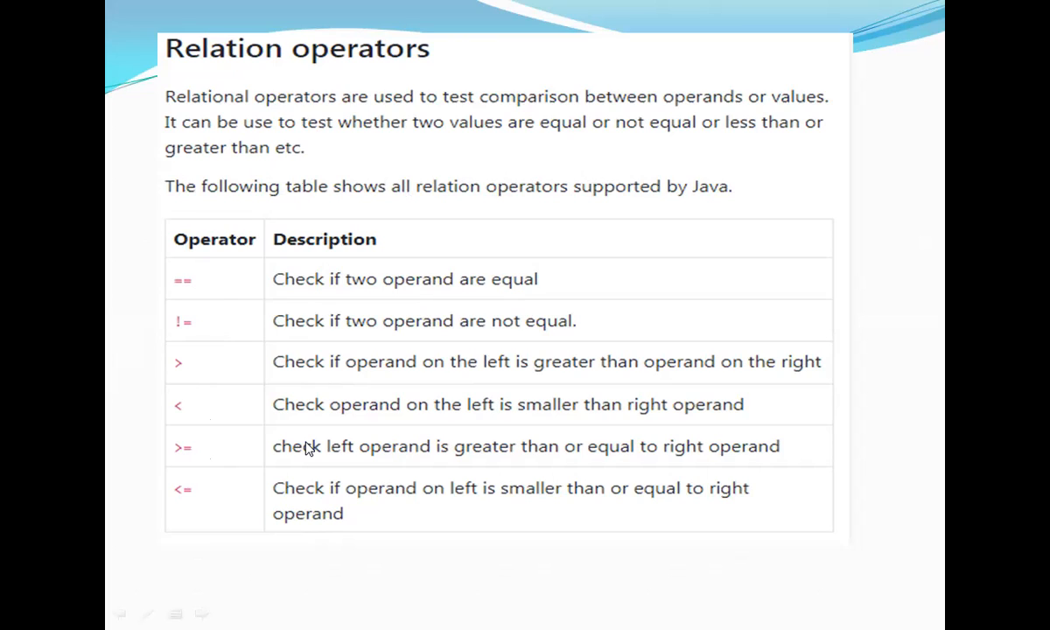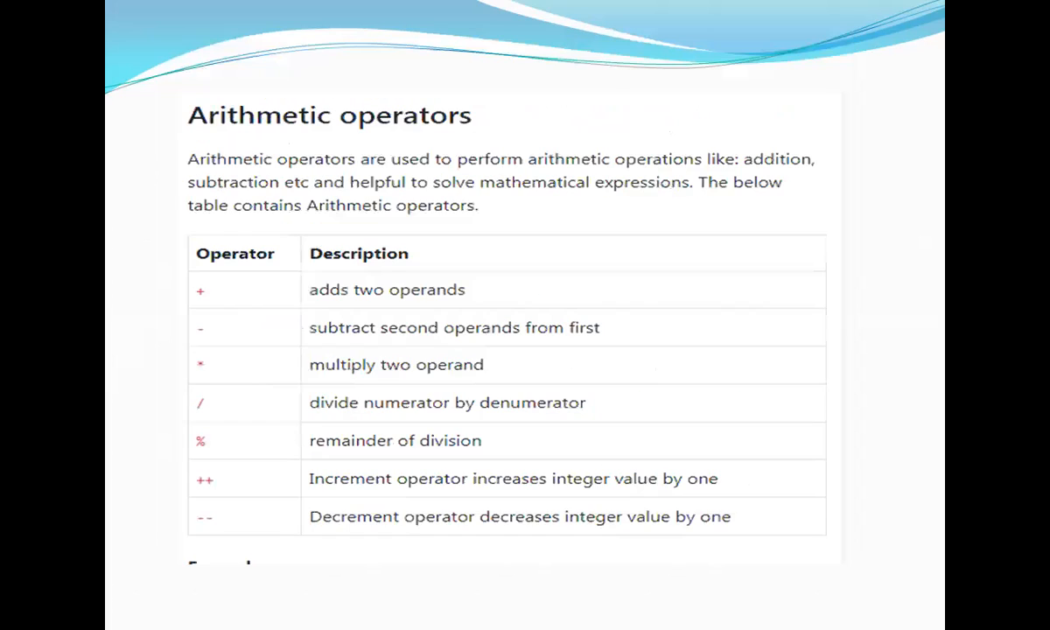So how many relational operators are there? Here there are 6: equal to and not equal to, less than, greater than, less than or equal to, greater than or equal to. Clear? Yes, sir. In arithmetic also, we have around 7 operators: plus, subtraction, addition, multiplication, division, slash for division, and if we want to find the remainder, we use percentage. The plus plus operator is for increasing, the minus minus operator is for decreasing. We can call them the incremental operator and decremental operator.